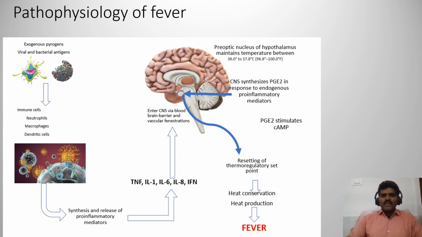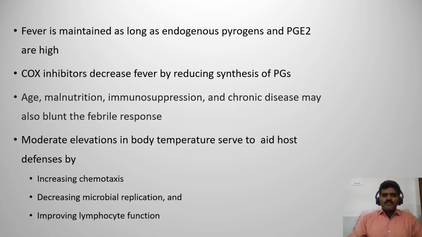Age, malnutrition, immunosuppression, and chronic diseases may blunt the febrile response, and the patient will not show any febrile response until the disease has progressed to an irreversible stage. So these are vulnerable patients who have high morbidity and mortality to any infection.